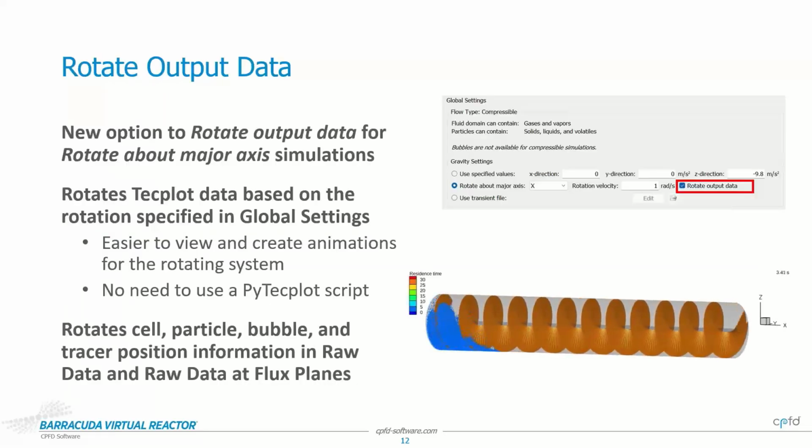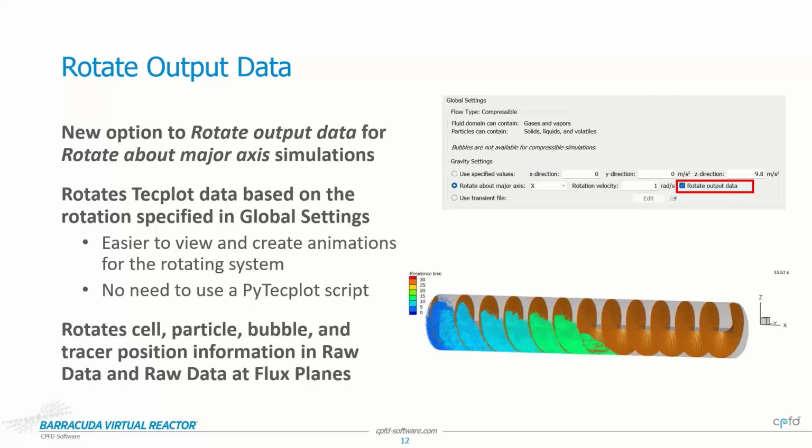Switching gears a little bit, we've added a new option to rotate output data in simulations that are using rotating gravity. This option is on by default for new projects and enables much more convenient post-processing for rotating simulations.